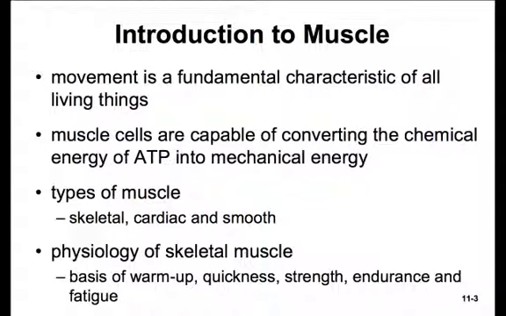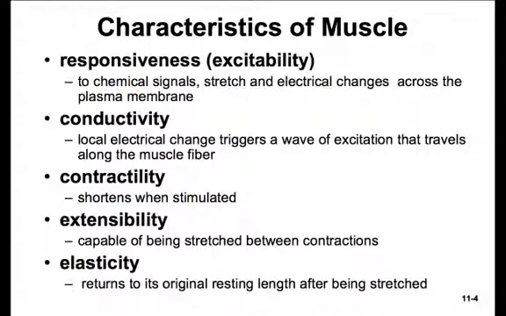There are three types of muscle. There's skeletal, cardiac, and smooth muscle. This chapter addresses predominantly skeletal muscle. We'll address cardiac and smooth at the end. But muscle cells, regardless of their type, are capable of converting the chemical energy of ATP into the mechanical energy of movement. And movement is the fundamental characteristic of all living things.